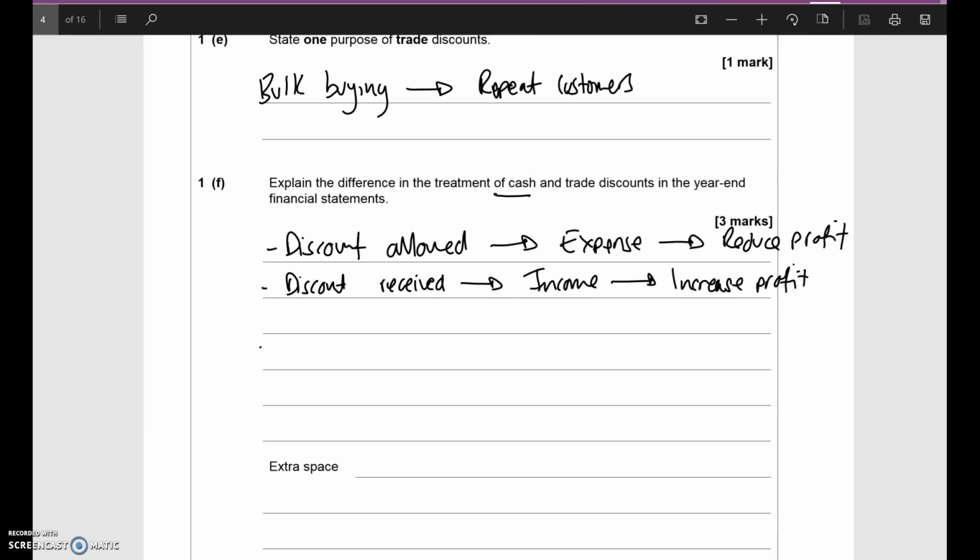Trade discount does not go into the financial statements. It does not affect the financial statements, because trade discount is actually given before the net value. So therefore the accounts only include the net value onwards.